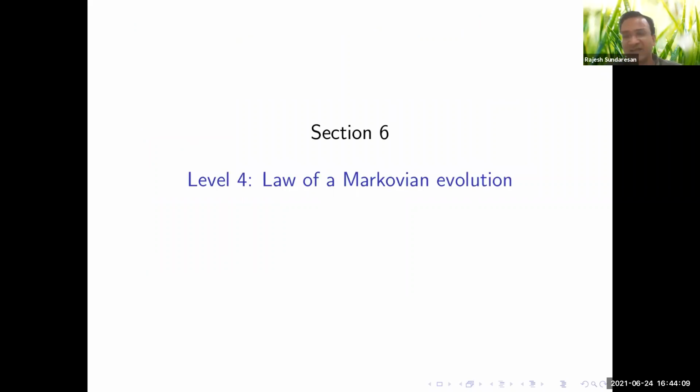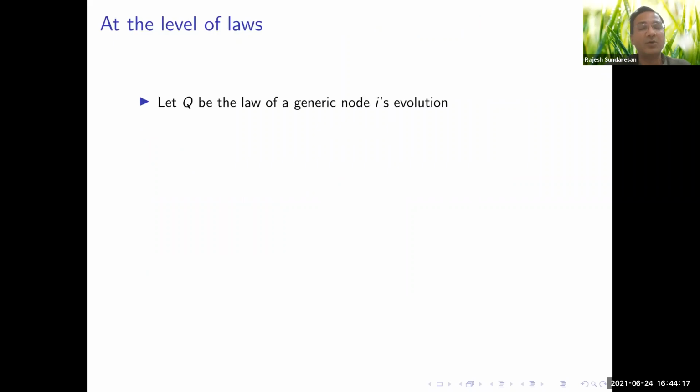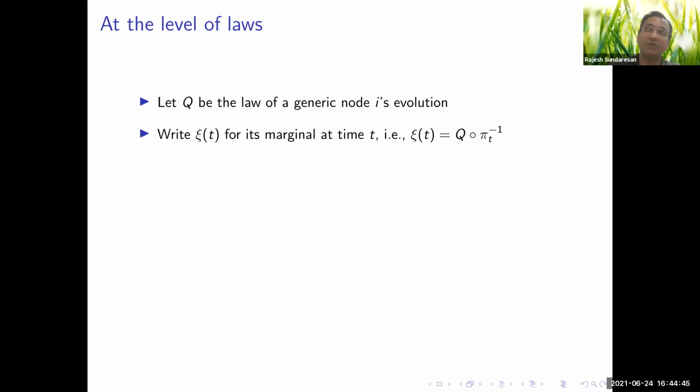Okay, I'll now move to this last level, which is at the level of laws and particularly Markovian evolutions. So let's see how we can get to this particular fixed point. This time, the property or the behavior that I'm looking at is actually the law for the trajectory of a particular particle. So take a generic node, let's call that generic node i, and look at its law, and let's call that law Q. What we will then do is attribute this law to all the n nodes in the system, and those n nodes we will also assume to be independent and identically distributed.